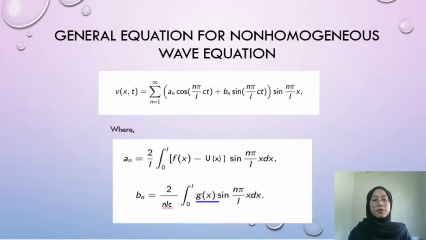After using the method of separation of variables, we will get this general equation for the non-homogeneous wave equation, which is v(x,t) equal to the summation of n equal to 1 until infinity of (a_n cos(n pi ct over L) plus b_n sin(n pi ct over L)) sin(n pi x over L), where a_n is equal to 2 over L times the integral of (f(x) minus u(x)) sin(n pi x over L) dx, and b_n is equal to 2 over (n pi c) times the integral of g(x) sin(n pi x over L) dx. So the next presenter will show how to use the method of separation of variables.